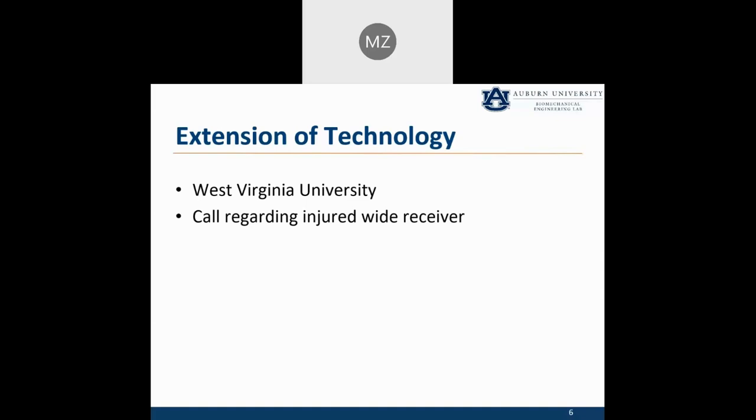And long story short, we figured out how to do a 3D scan with an iPhone using the Face ID technology. And Zach scanned his wide receiver, and we 3D printed him a shoulder guard, and we FedExed it to him over in Morgantown, and the wide receiver wore it that next Saturday against Kansas State and was able to play. And so you can imagine at this point in my mind, I'm thinking there is some potential here for this technology beyond my biomechanical engineering lab.